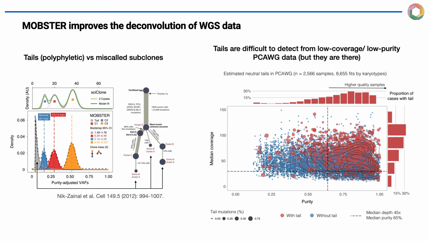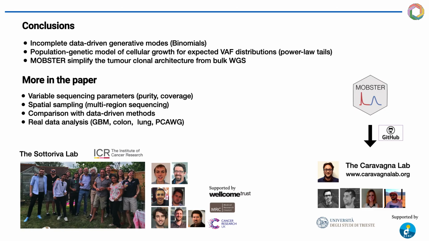We have in general found also that if we look at large-scale whole genome sequence data like the one available in the PCAWG cohort, what we actually find is that if we take the highest quality samples in terms of tumor purity and median coverage, we do find neutral tails in the data, which means that the deconvolution should really think about this type of signal in the data before assessing the actual number of subclones in the data. To conclude, we have shown that population genetic models that include cellular growth and give expected VAF distribution for neutral mutations improve over generative methods that are just data-driven and in general simplify the result of the analysis.